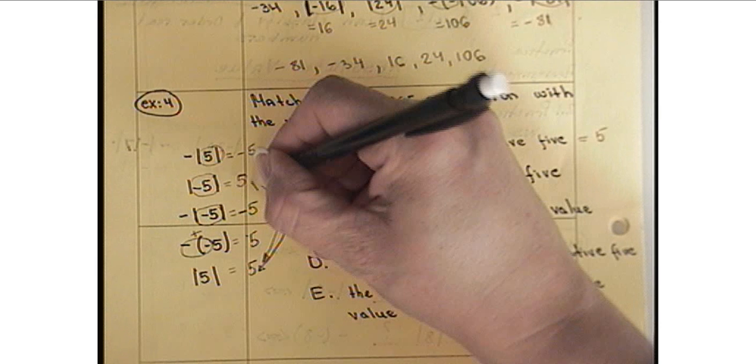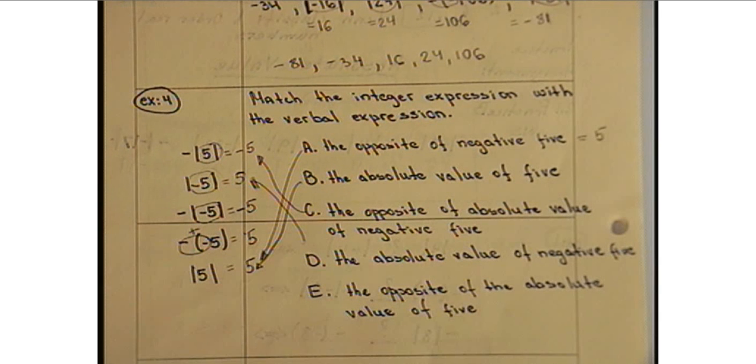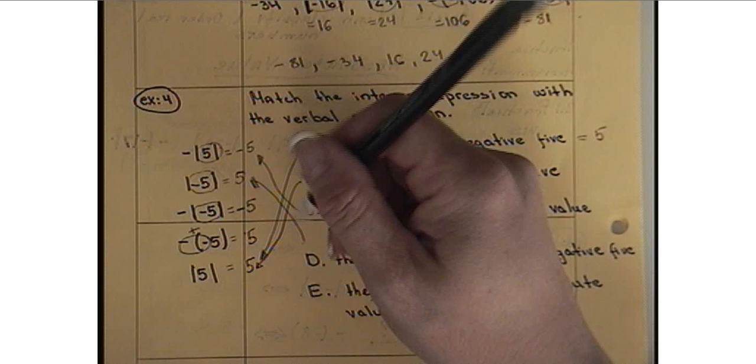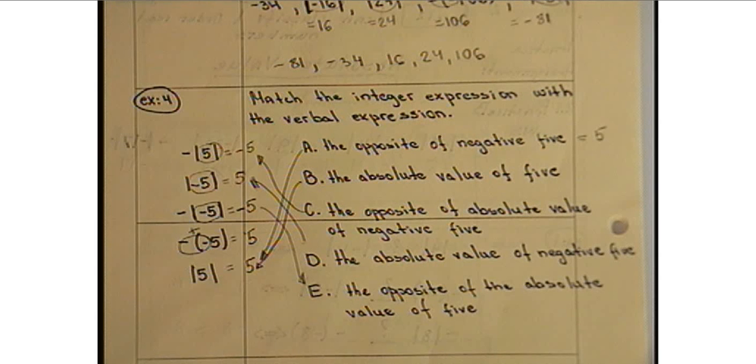We have another example of that, absolute value of negative 5. And the opposite of the absolute value of 5, that will be this one. And it looks like we already matched those. So with that, we will conclude the video.